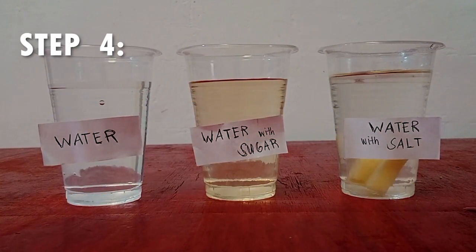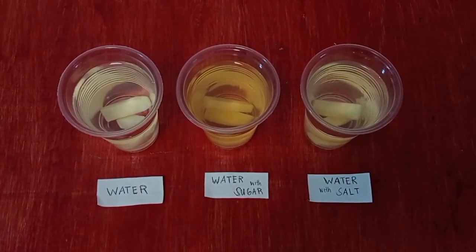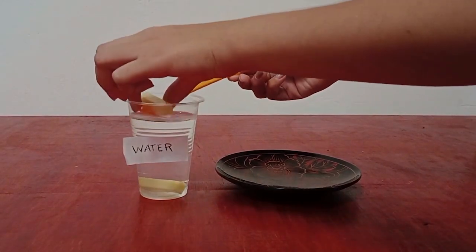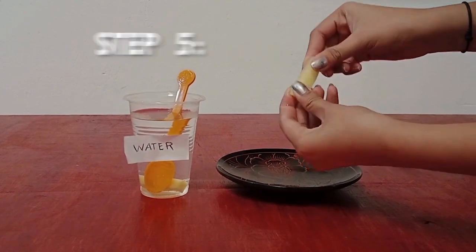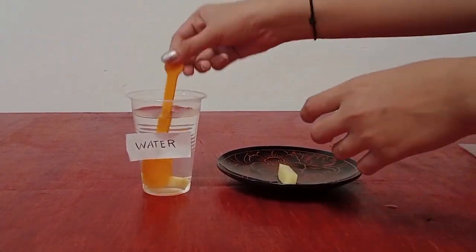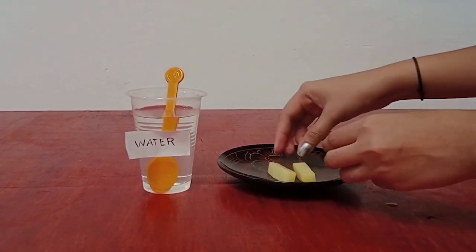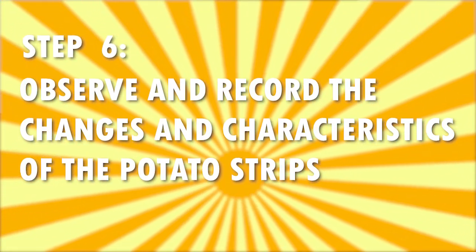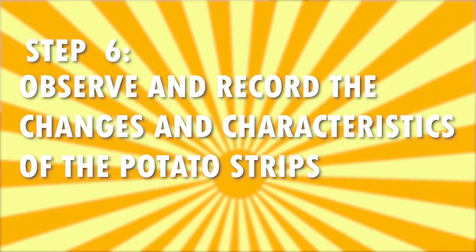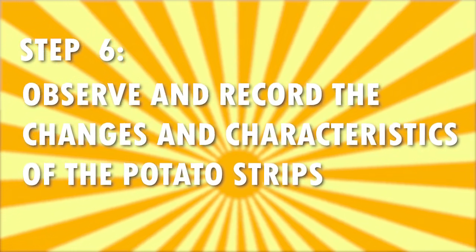Next, step 4. Put 2 potato strips in each plastic cup and wait for 30 minutes. After that, step 5. After 30 minutes, arrange the potato strips on a plate according to their respective labels. Lastly, step 6. Observe and record the changes in the characteristics of the potato strips.